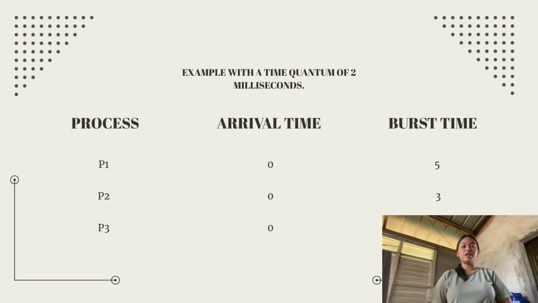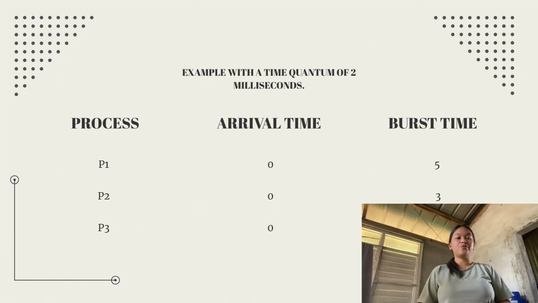So we have the processes P1, P2, and P3. P1 has an arrival time of 0 and a burst time of 5. P2 has an arrival time of 0 and a burst time of 3. And P3 has an arrival time of 0 and a burst time of 1. So all processes arrive at time 0. Now let's schedule them step by step.